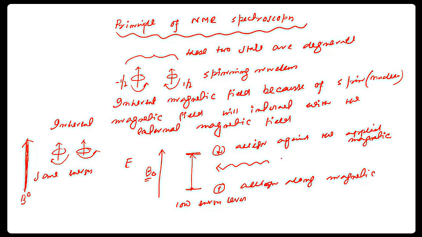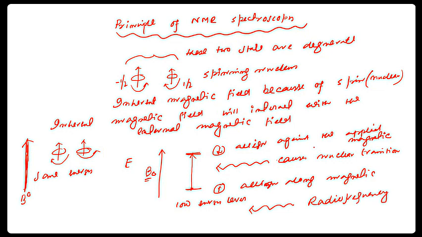So this will cause nuclear transitions. And this is the basic principle of NMR spectroscopy. How NMR is recorded, we will not go into because of time, but these are the basic things. At which range does this energy gap lie? This external energy lies in the range of the radio frequency region.